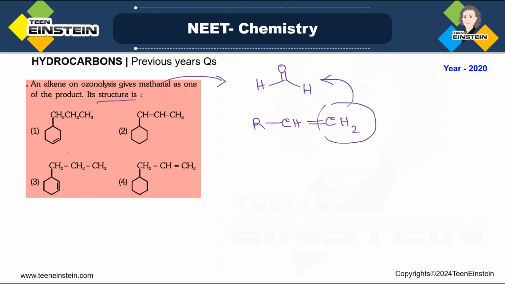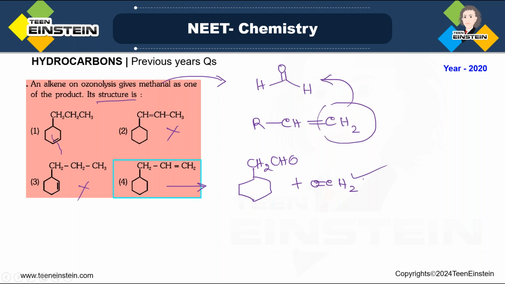Now come to the options. If you break this C=C double bond, you cannot get formaldehyde because you do not have a double bond CH2 fragment. Similarly, this is not possible. This is not possible. Only the last one is possible. So from option 1, basically you will get C double bond H2 from one side, and from the other side you will get this one. But you are interested in this part. So that is why this option should be the correct option.